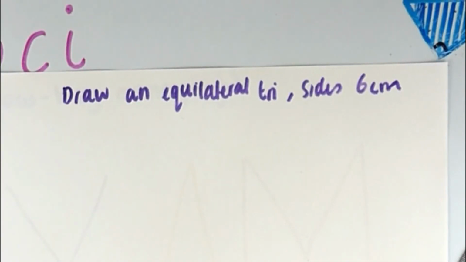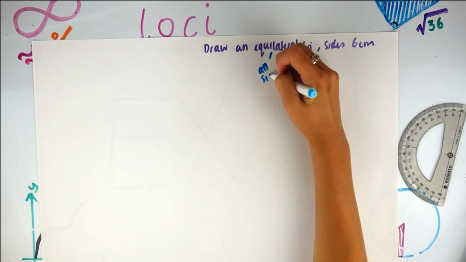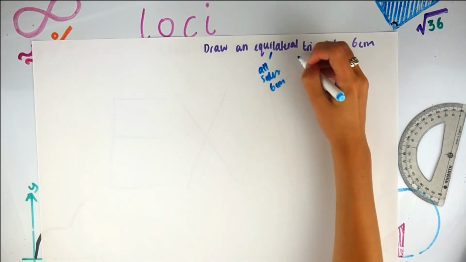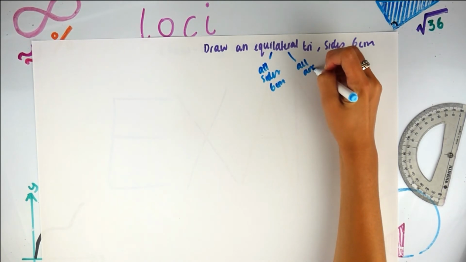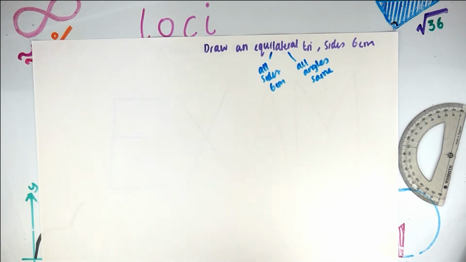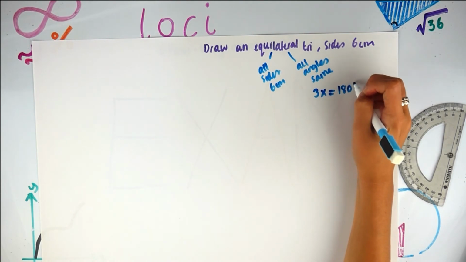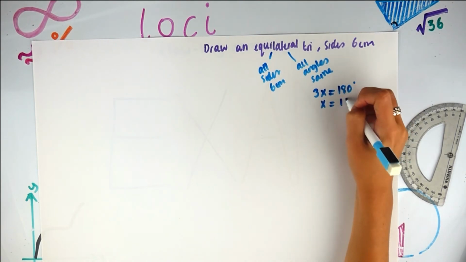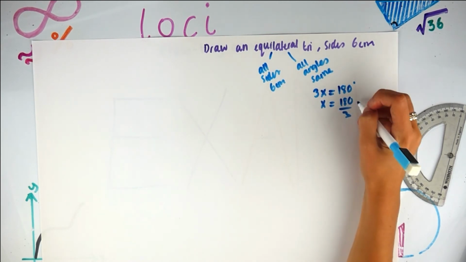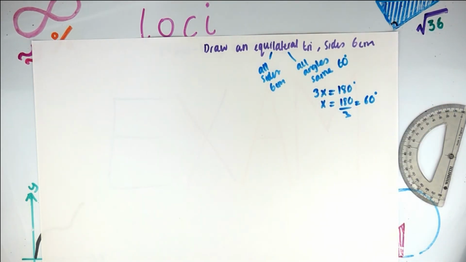Okay, so this is exam question number 2, and it says draw an equilateral triangle, sides 6 centimetres. So what do we know about an equilateral triangle? All sides are the same length, so that length is 6 centimetres, and we also know all angles are the same. So what are all those angles? We have 3 angles, so we're going to call them 3 x's, and they all add up to 180 degrees. So one angle is 180 divided by 3, 60 degrees. So all angles are the same, 60 degrees.